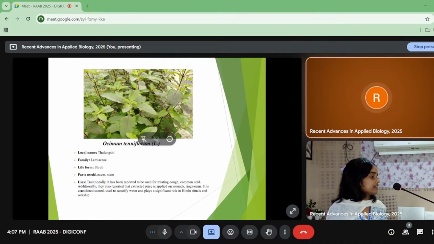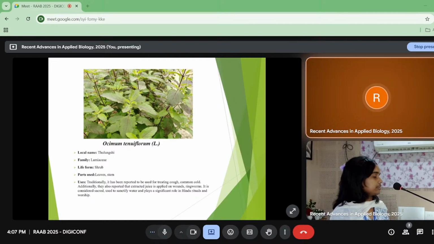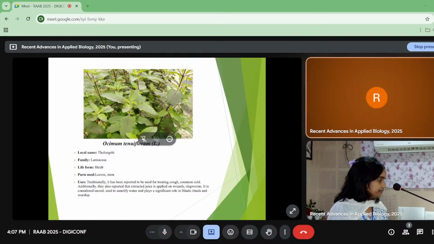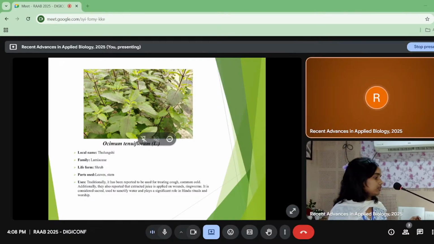Here is another species, which is Ocimum sanctum. Traditionally, in our Bodo culture, along with our Hindu religion, it plays a significant role in Hindu rituals along with worship, and it is also reportedly used to treat cough and common cold, and the extracted juice is applied on wounds, ringworm, etc.